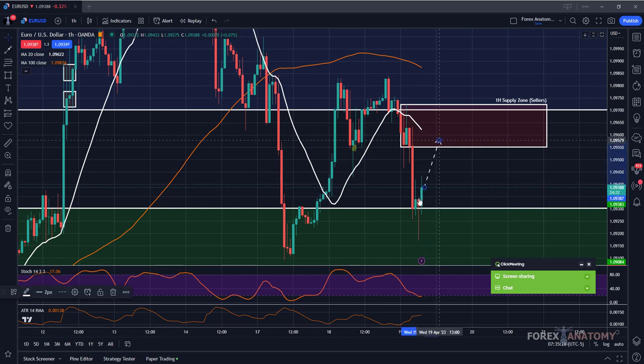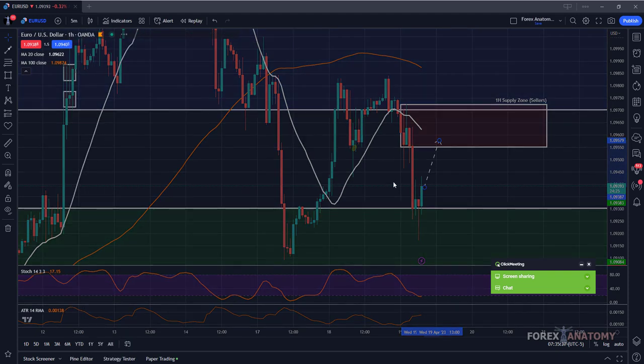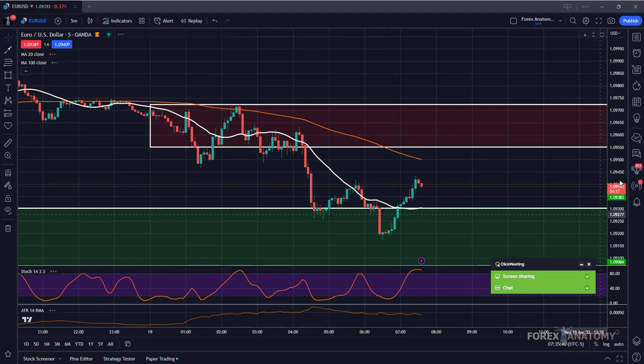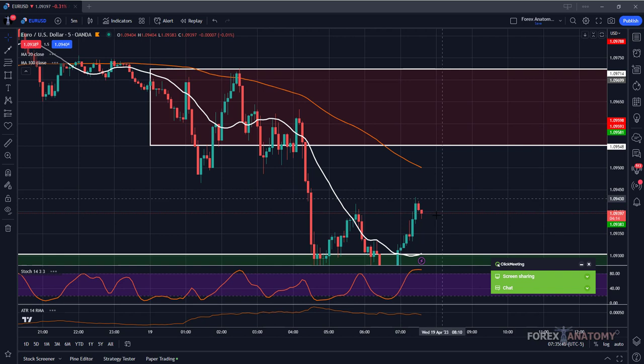Now, if you're scalping, guys, we may want to look for buys on a 5-minute. I love scalping the Euro USD. That's one of my favorite currency pairs to scalp. But on a 5-minute chart, you'll be scalping into this zone. So we'll look for opportunities to trade this on pullbacks in price.